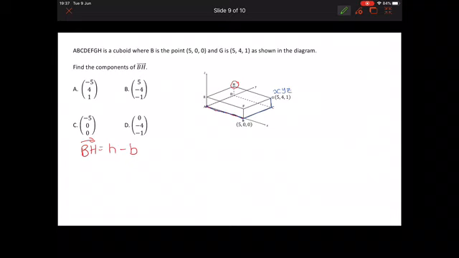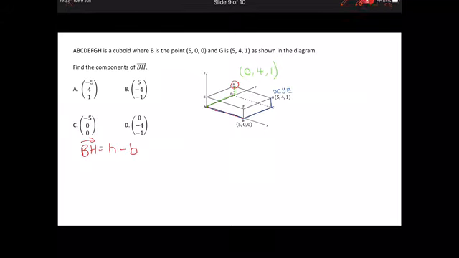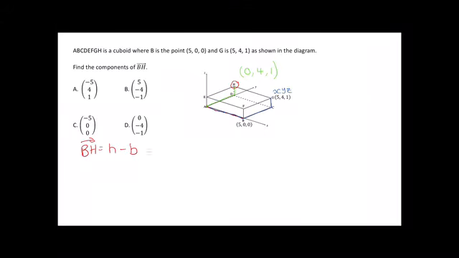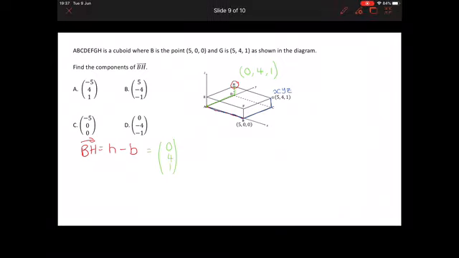So thinking about what that means for H, to get to H, we're starting at 0, 0. We're not moving along our x-axis, so H is going to have an x-coordinate of 0. We're moving back the same depth as our G coordinate, which is 4 on the y, so that gives us 4. And then we're going up 1 to get to H. So H must have the coordinates 0, 4 and 1.